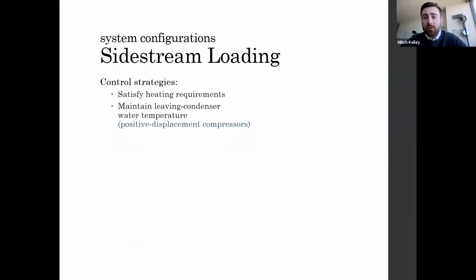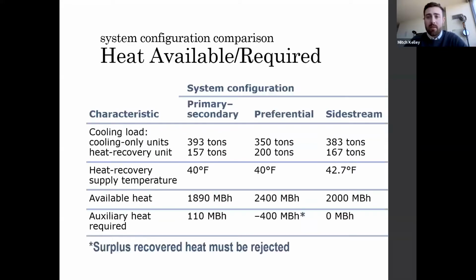Now, two possible control strategies are available for side stream loading. The first is simply to load the chiller enough to satisfy the heating requirements. The second, for positive displacement chillers, is to load the chiller enough to produce a specific condenser water leaving temperature.